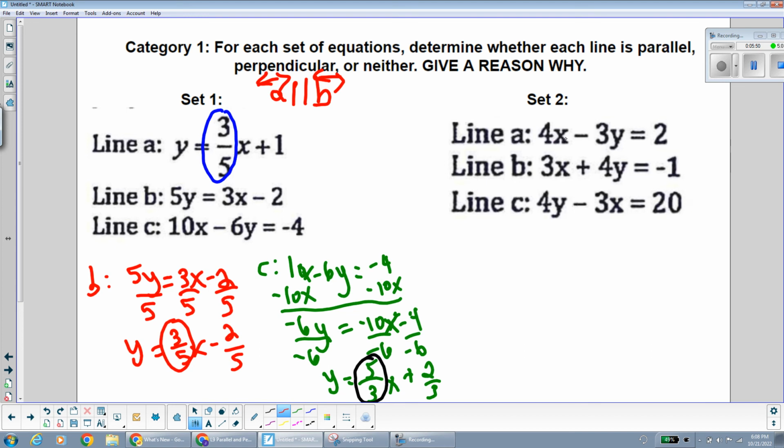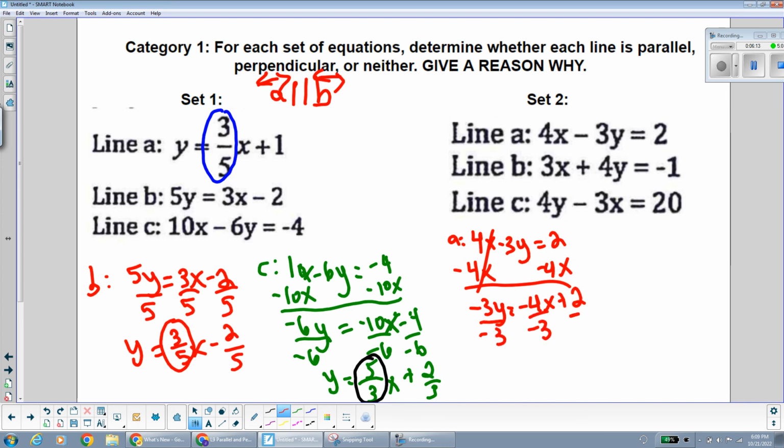If I solve out the first one, I'm going to take my line here. I'm going to move everything away from the y term. And I'm going to divide everything by -3. It's a 4. There we go.